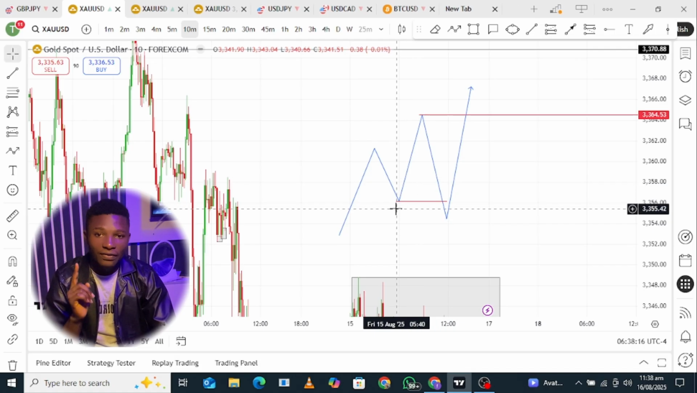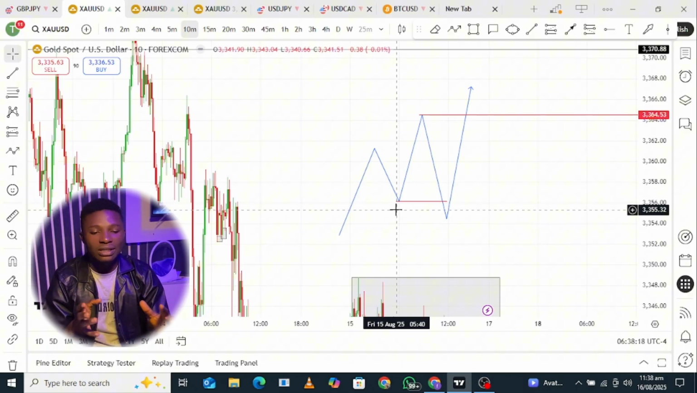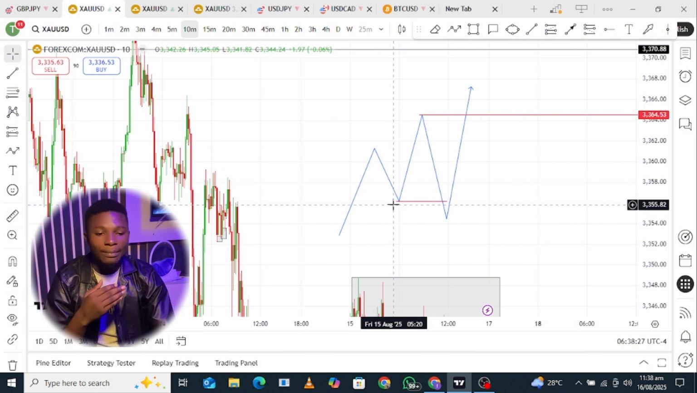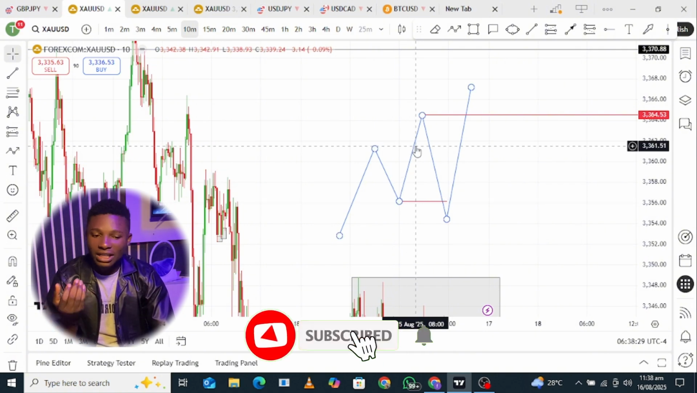It can be a change of character. Many traders don't really understand the difference between a break of structure and a change of character. This is actually a change of character. Price just came all the way down to take out this particular low, and the price will continue going in a bullish direction to take out this particular high.